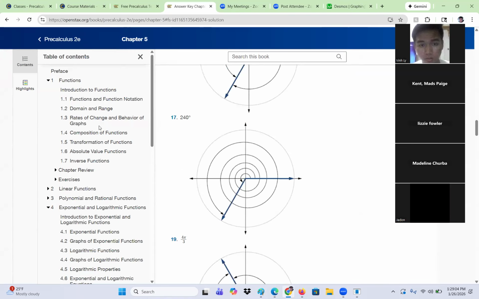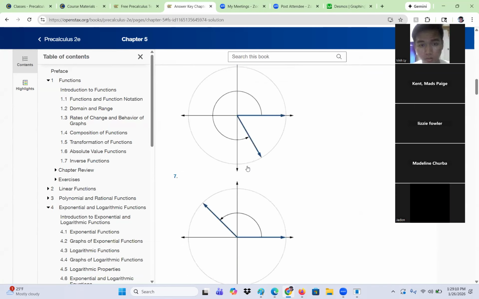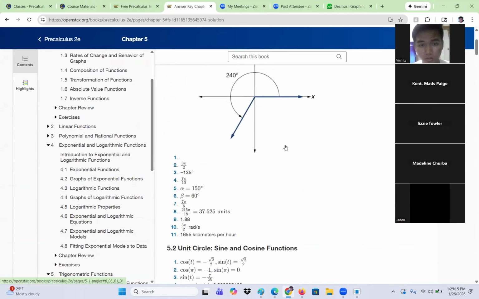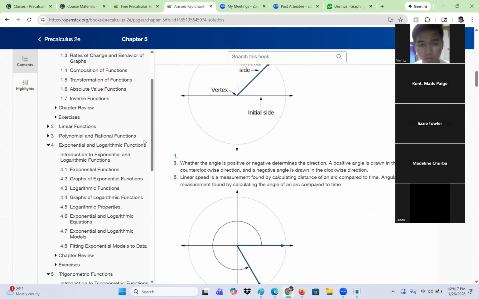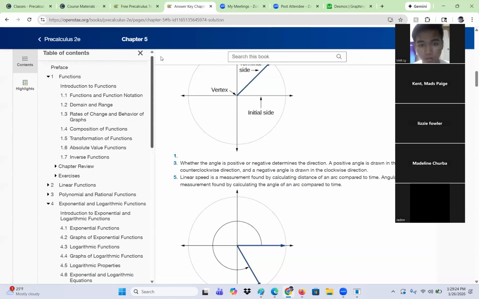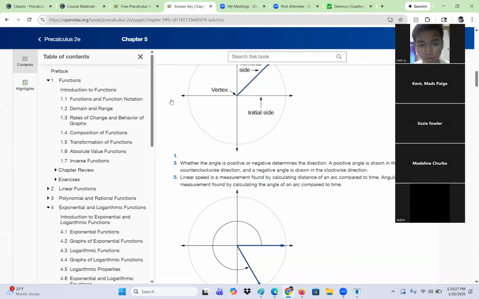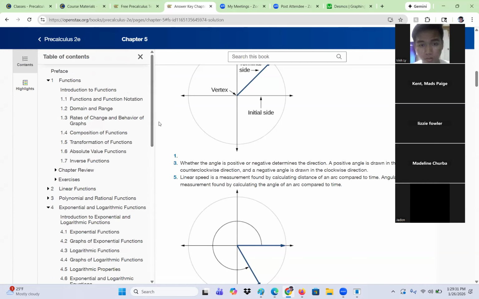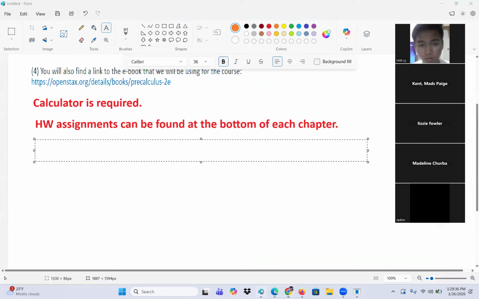If you have questions regarding finding the homework assignments, just let me know. Okay, it should be at the very bottom of each chapter. So you can always go through it and you can always look at the solution. They do provide the answer key for chapters one, two, three, four, five. But those are for the odd number questions. Are we good?